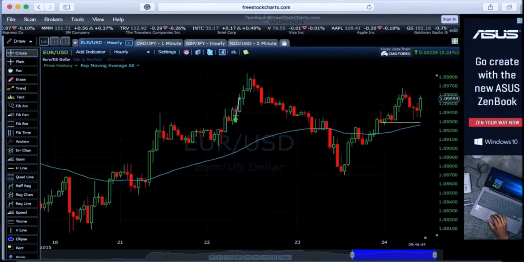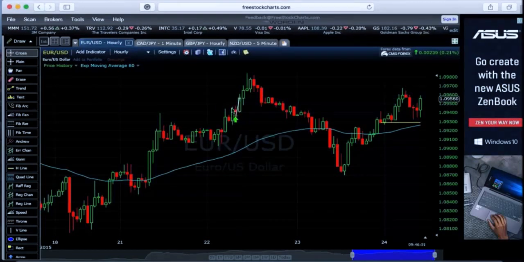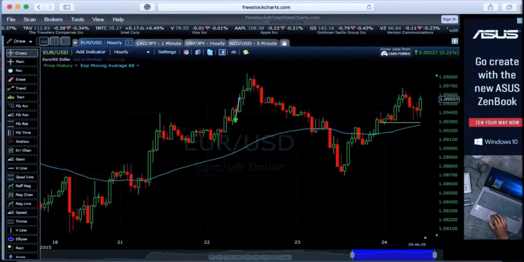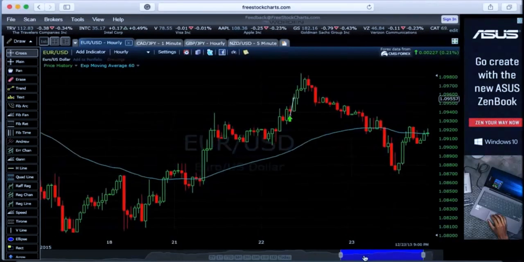We see here a nice and beautiful engulfing candle. We wait, obviously, for the next candle to open and retrace a little bit. So it retraced all the way to 300.